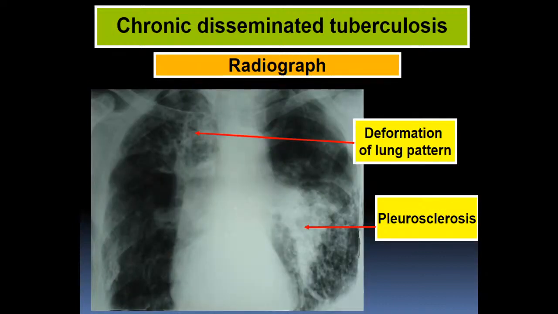On this X-ray, chronic disseminated TB also, and we can see many focal shadows on both sides, more on the left side, deformation of lung pattern, especially on the right side, and pleural sclerosis as a complication of pleurisy, TB pleurisy. And on the right side, in the lower part of the chest, we can see calcification of pleura.